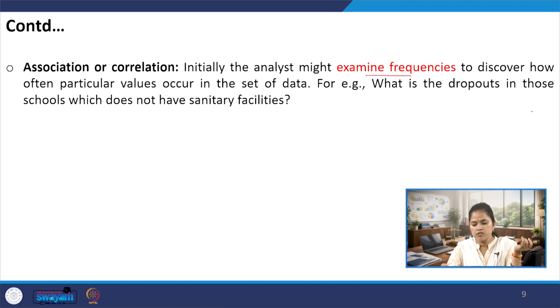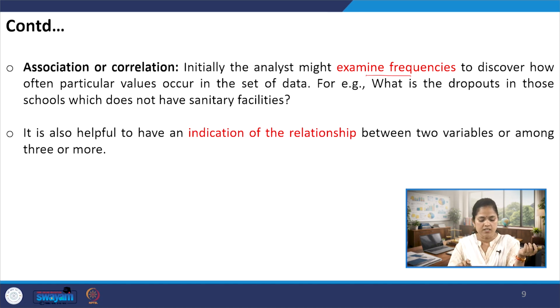So for example, for the dropouts in those schools which don't have sanitary facilities, you can think about the real world situation where we are finding reports, news, that the dropouts in the schools are increasing. That means the students are going out of the schools, and we are finding that in most of these cases where the students are dropping out, in those schools there are no sanitary facilities or there are very poor sanitary facilities.